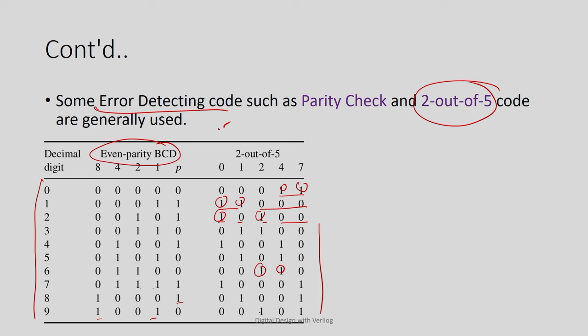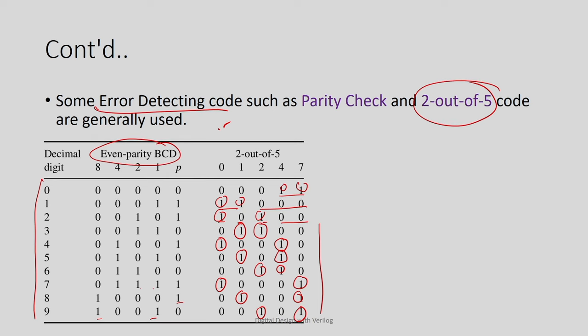In each row there are two ones. So I can say this is 2 out of 5 bits. There are 5 bits used here, out of which I will keep 2, and there are 10 such possibilities, so I will just assign them. Obviously, you can understand that this is a single bit detectable code, because whenever any bit flips, whether it is a 0 or 1, the count becomes odd, because from 2 it will become either 3 or 1.